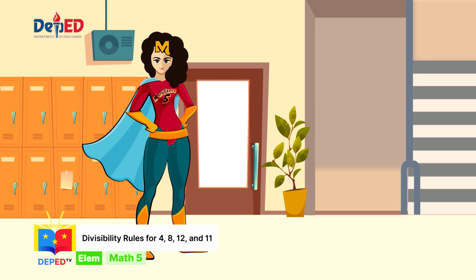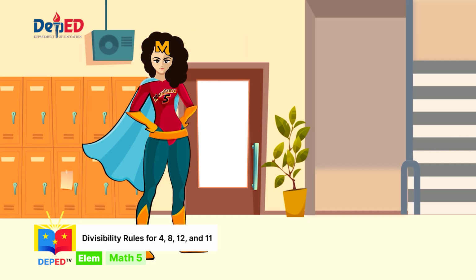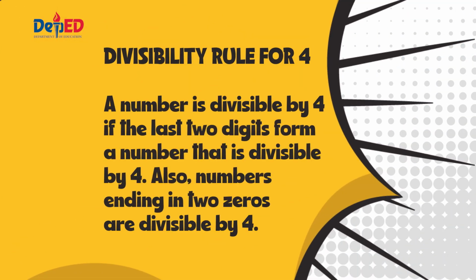Hello, math heroes! I heard you're all doing well. I wonder if you have mastered the skills. Can you still remember the divisibility rules for 4, 8, 12, and 11? How about the common factor? Well, let's see. How will you know if a number is divisible by 4? A number is divisible by 4 if the last two digits form a number that is divisible by 4. Also, numbers ending in two zeros are divisible by 4.